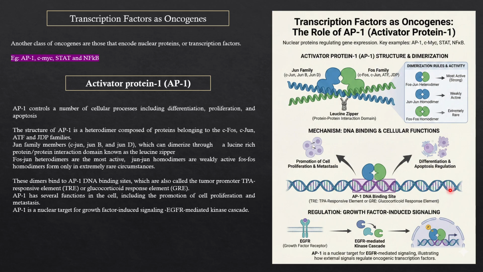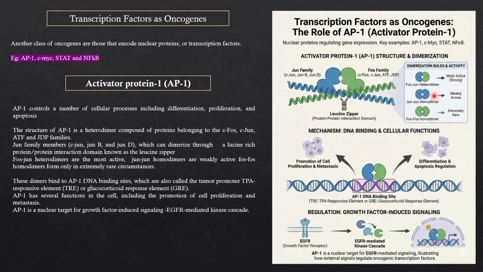Now talking about the transcription factors which can act as oncogenes. This slide focuses on AP1, also known as activator protein 1. AP1 is a nuclear transcription factor that regulates gene expression in response to various signals. It belongs to a broader group of transcription regulators that includes proteins like CMYC, STAT, and NFKB, all of which play important roles in controlling cell growth.